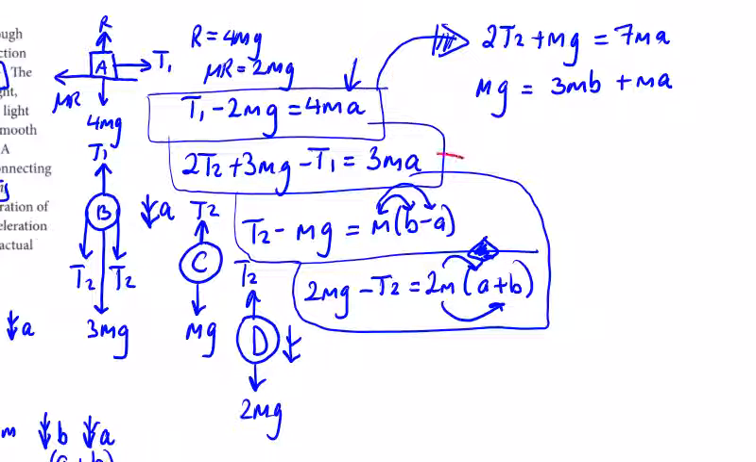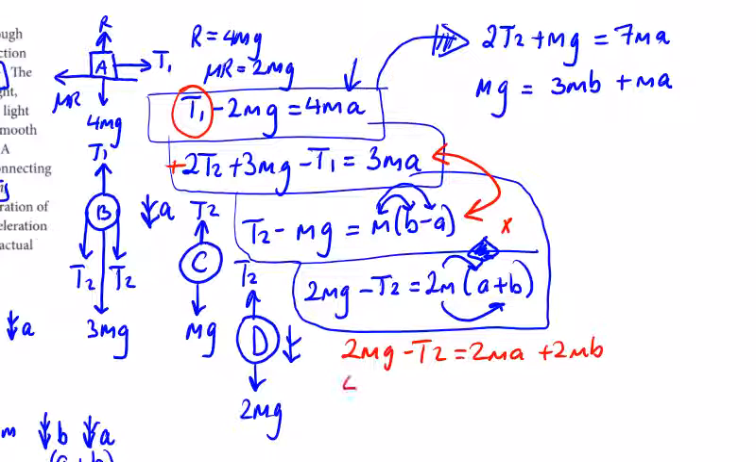So if I look to get rid of T2 between these two, that will help me. And I have T1 is equal to, up here I could say 2mg plus 4ma if I need to use that. So I'll multiply the bottom one out. 2mg minus T2 is equal to 2ma plus 2mB, and I want to get rid of plus T2, so I'm just going to multiply this by 2. 4mg minus 2T2 is equal to 4ma plus 4mB.